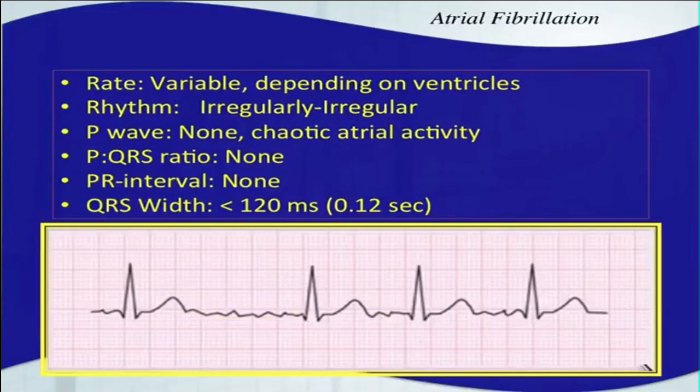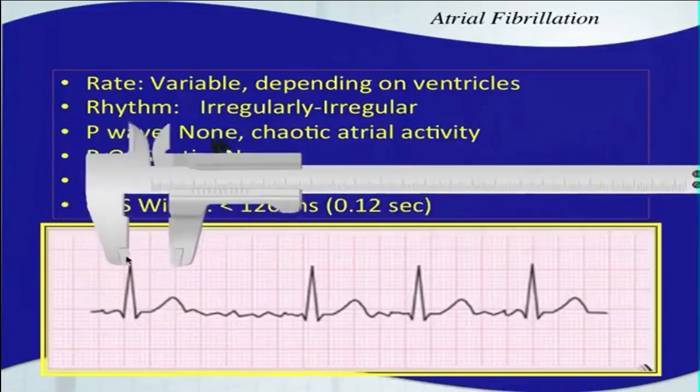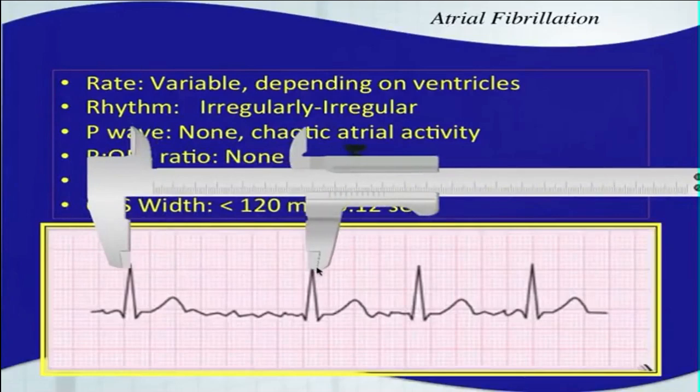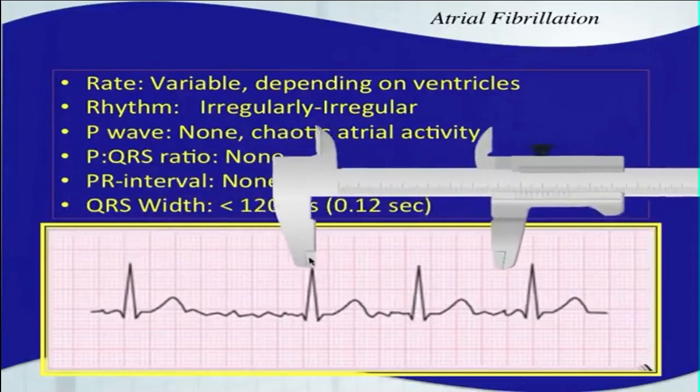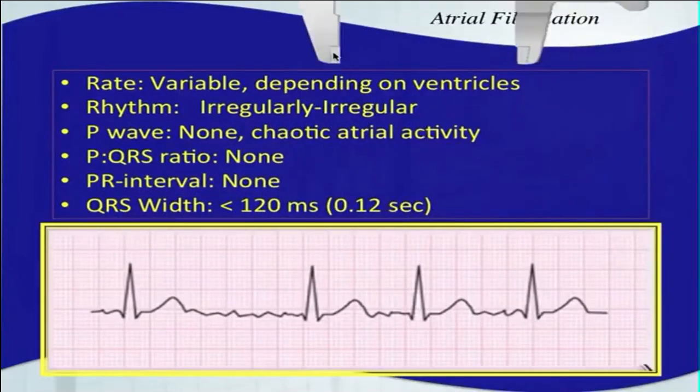You don't always see a fibrillatory wave, but you notice how it looks like artifact. The big giveaway here is that you can't really truly identify any P waves. There are no P waves with atrial fibrillation. The rate is going to be variable. It's going to depend on the ventricles and how the ventricles respond to that chaotic atrial rhythm. There is no true rhythm. It does not maintain a normal rhythm at all. It is irregularly irregular. It is the most common irregularly irregular rhythm you will see.